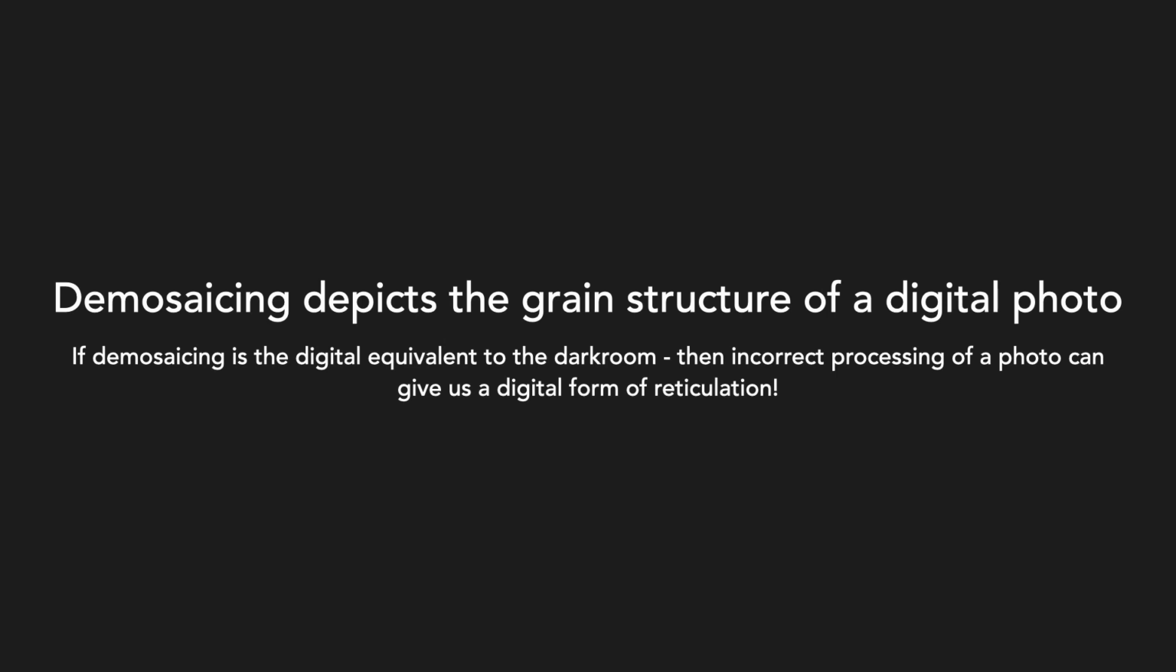Now, in the case of film, that is the same process as processing your film. You're taking the film, converting it and developing it, and creating basically a print of that original capture of light, which was recorded on the film, and converting that into a print. It's the same thing, really. And what's interesting is that if we consider demosaicing as the digital equivalent to that darkroom process of processing film, then incorrect processing of a photo could give us a form of reticulation, which is an artifact known in film processing. To showcase what that looks like, here is a piece of film that has been incorrectly processed.